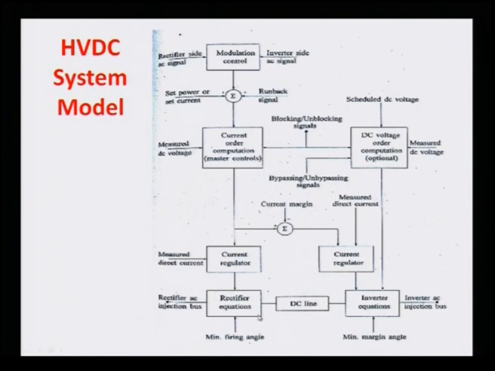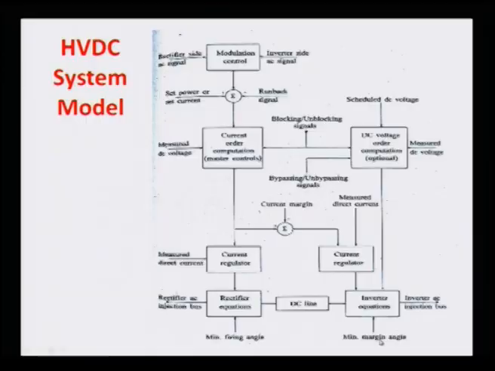In the rectifier, we know the control characteristic, that is we have the minimum firing angle control, minimum alpha, and we also have the minimum margin angle, which should be set to avoid commutation failure on the inverter side. But some other auxiliaries are required, because we have to have the modulation control. On this side the rectifier is controlling current, whereas the inverter is controlling voltage.